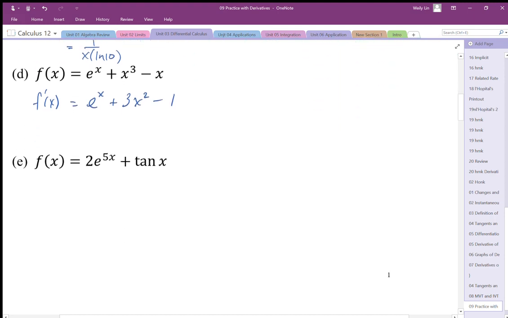For this one here, same thing, we just apply our rules. This is going to be 2e to the 5x, just regenerates itself, but because of the horizontal compression, I need to multiply by 5, plus the derivative of tan is secant squared, and I can just simplify this into 10e to the 5x plus secant squared x. There's my derivative.